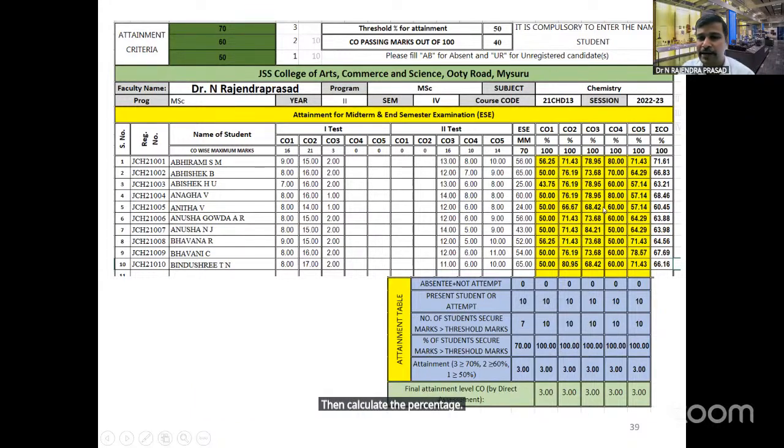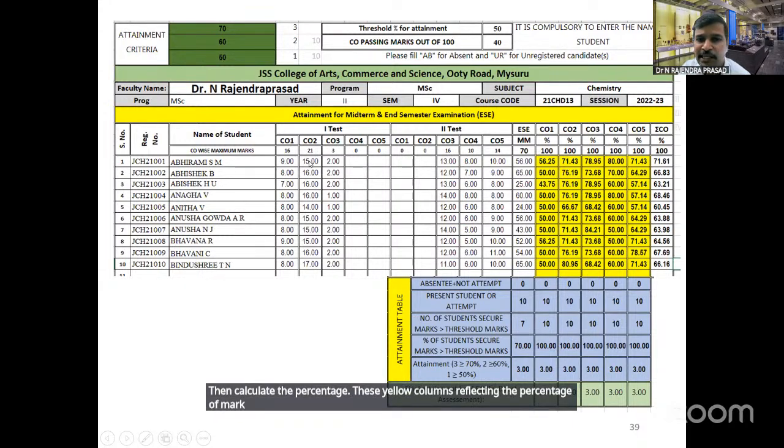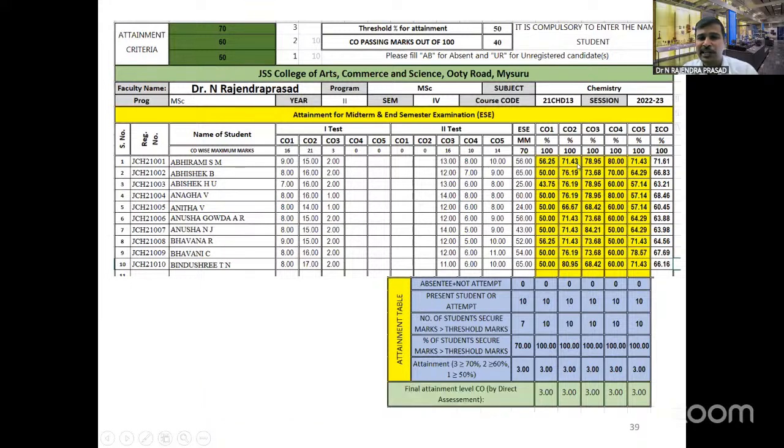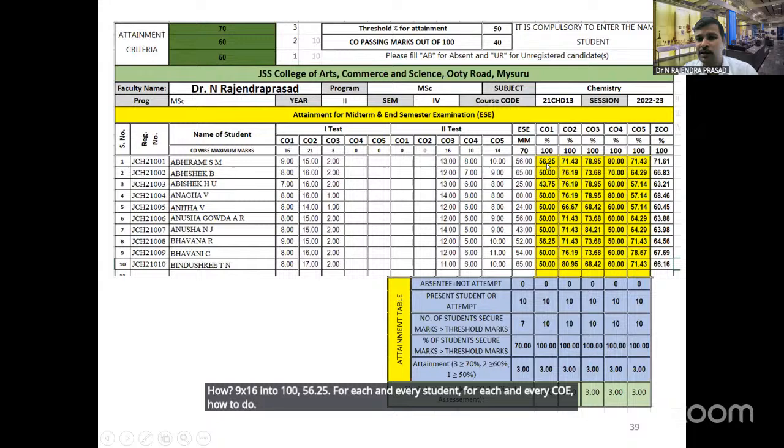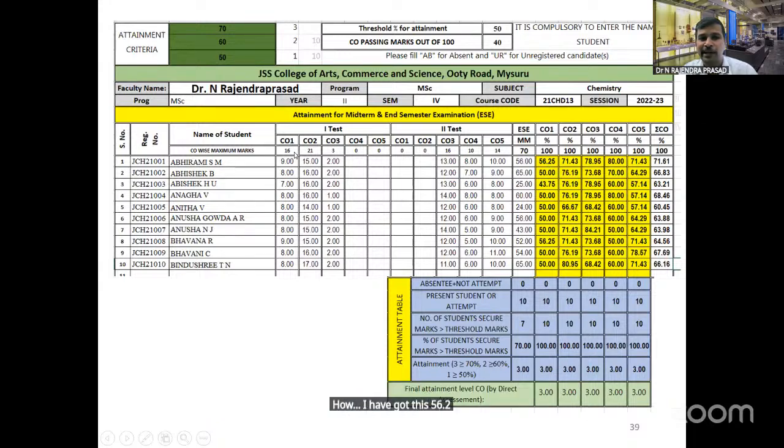These yellow columns reflect the percentage of marks obtained by each and every student. How? 9 by 16 into 100, 56.25. For each and every student, for each and every CO, you have to do this. How I have got this 56.25: 9 by 16 into 100, percentage of marks. Similarly, 15 by 21 into 100, 71.43 for CO2. For CO3, 2 by 3 into 100, 78.95.